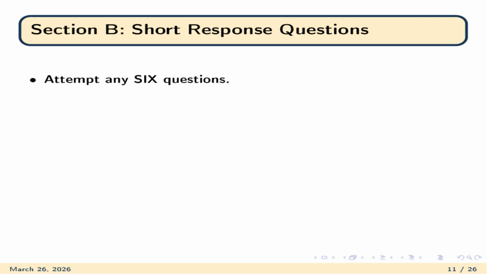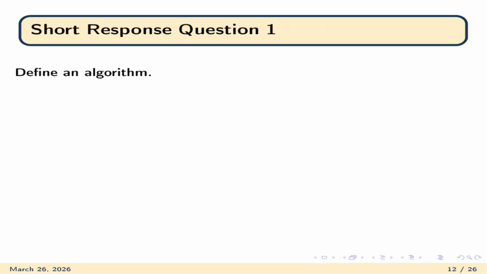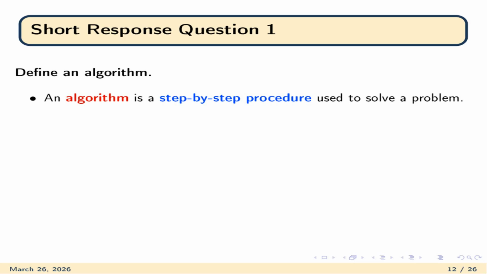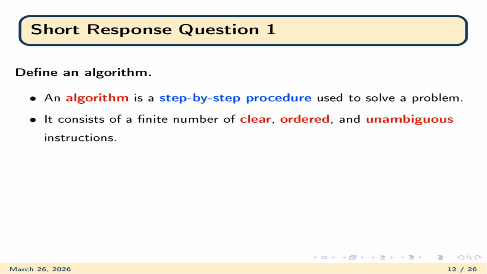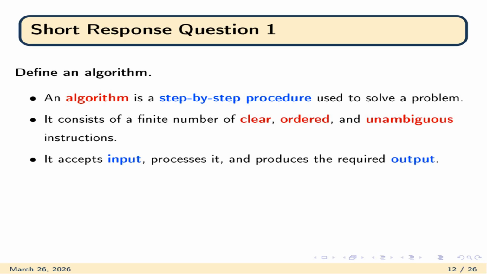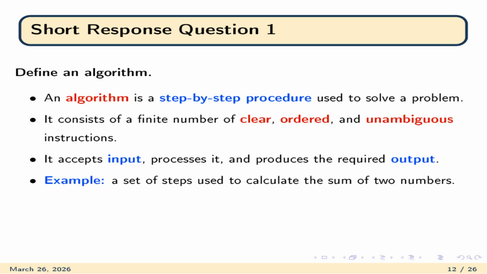Section B, short response questions. Attempt any 6 questions. Define an algorithm. An algorithm is a step-by-step procedure used to solve a problem. It consists of a finite number of clear, ordered, and unambiguous instructions. It accepts input, processes it, and produces the required output. Third point. Example: a set of steps used to calculate the sum of two numbers.